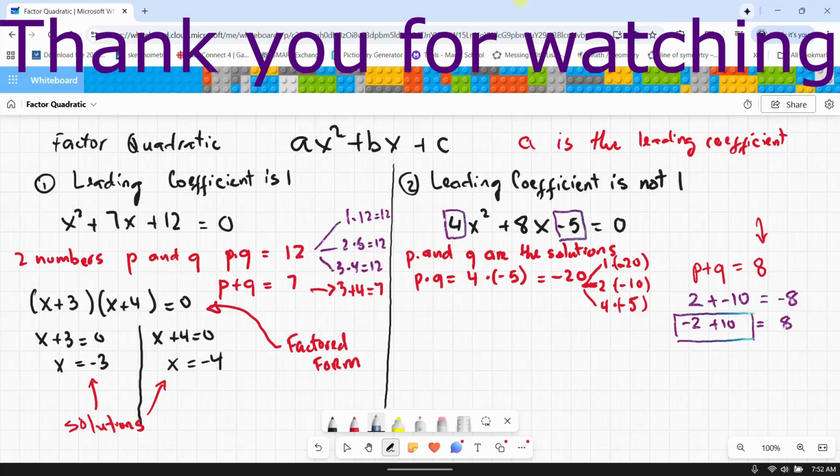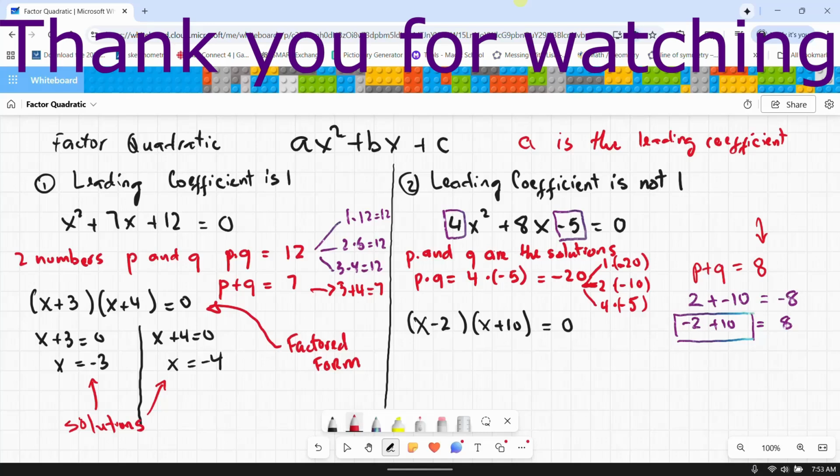So now I'm going to write it in factor form, just like we learned before. We have a double bracket like this, equal to 0. We're going to put the x first, then the answers that we chose. So we have a minus 2, you have to keep it exactly the same, and plus 10.